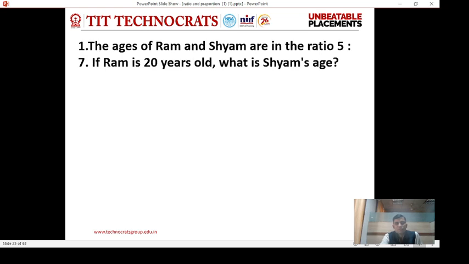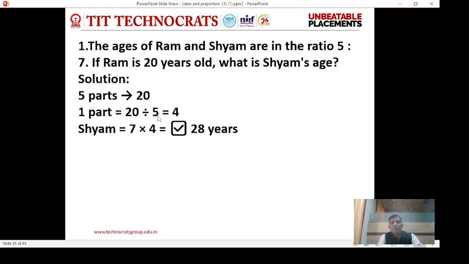I will discuss some important questions like this. The ages of Ram and Syam are in the ratio 5:7. If Ram is 20 years old, what is Syam's age? So guys, the ratio of Ram and Syam is 5:7. Where the age of Ram is 20 years. So we take the ratio of Ram, which is 5, and 5 is equal to 20. So 1 is equal to 4. Yeah, 1 is equal to 4. So what is the age of Syam? Syam's age will be 7 into 4, which is 28 years.